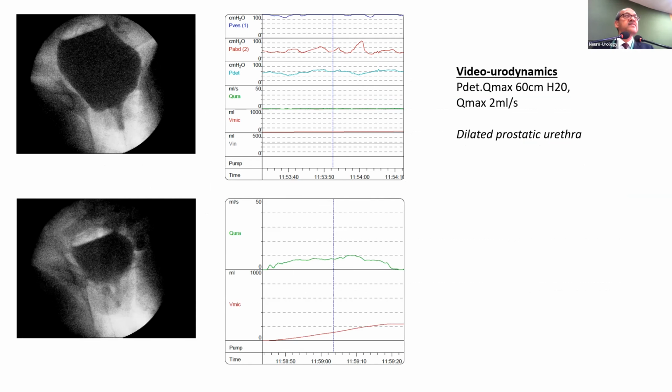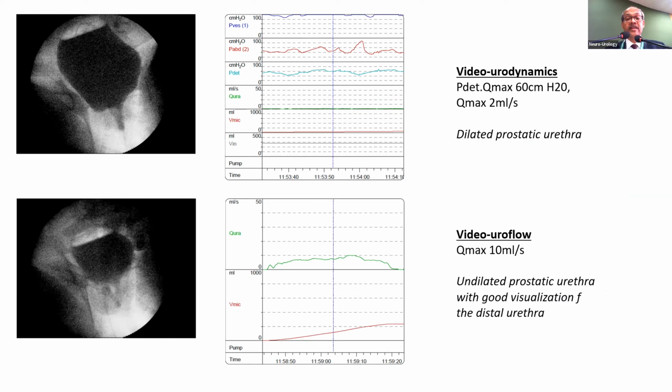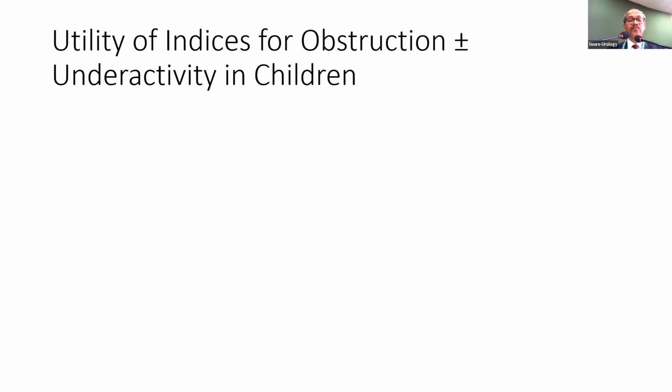And you can see here, this is the video uroflow of the same child. Once there's no catheter in place, the urethral dilatation disappears, and the distal urethra is well visualized. At this point, the patient has a good smooth flow of 10 ml per second. Given the background that this child has no difficulty in voiding, whatever obstruction you saw in the pressure flow is a tube-related artifact and is not a genuine obstruction.